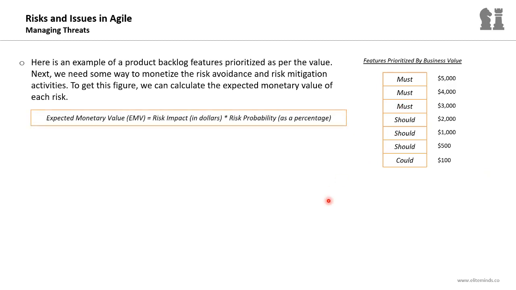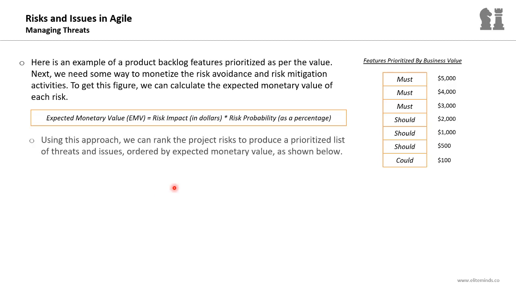Now we want to consider the impact of the important risks or the key risks in the project. So we will determine the expected monetary value of each identified risk in our Agile project by multiplying the risk impact in dollars by the risk probability as a percentage. Using this approach, we can rank the project risks to produce a prioritized list of threats and issues ordered by the expected monetary value.